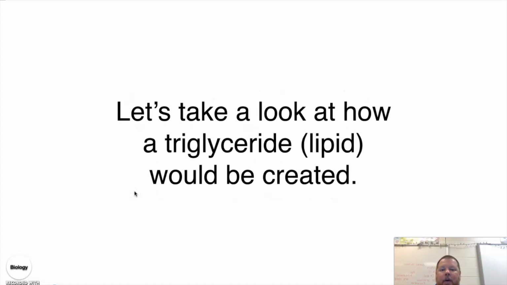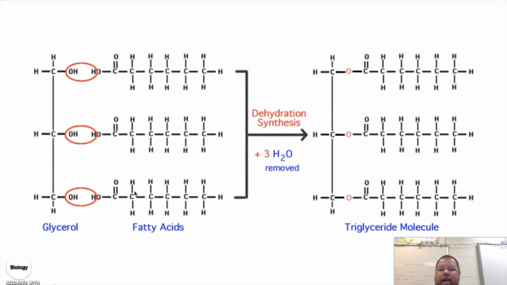Alright, so let's take a look at how we're going to form a triglyceride, and specifically we're going to be talking about this type of lipid. But remember that if we're making a phospholipid, we would use the same process. And taking a look here, we've got dehydration synthesis. We've got our glycerol molecule, which has the formula C3H8O3. We've got our 3 fatty acid chains here. In this case, they're all going to be saturated.